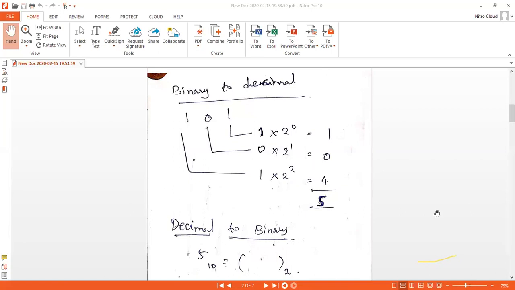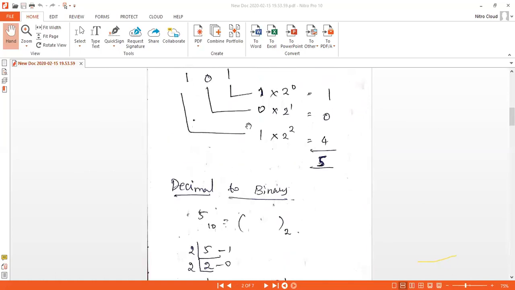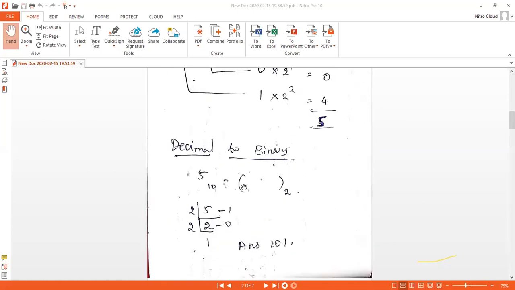So for the fractional part, you have to do 2 to the power of minus 1, 2 to the power of minus 2. That's it. Okay, decimal to binary. The same 5 I am taking. I'm going to find out its binary value. It is a decimal value, correct? Decimal means base value is 10.